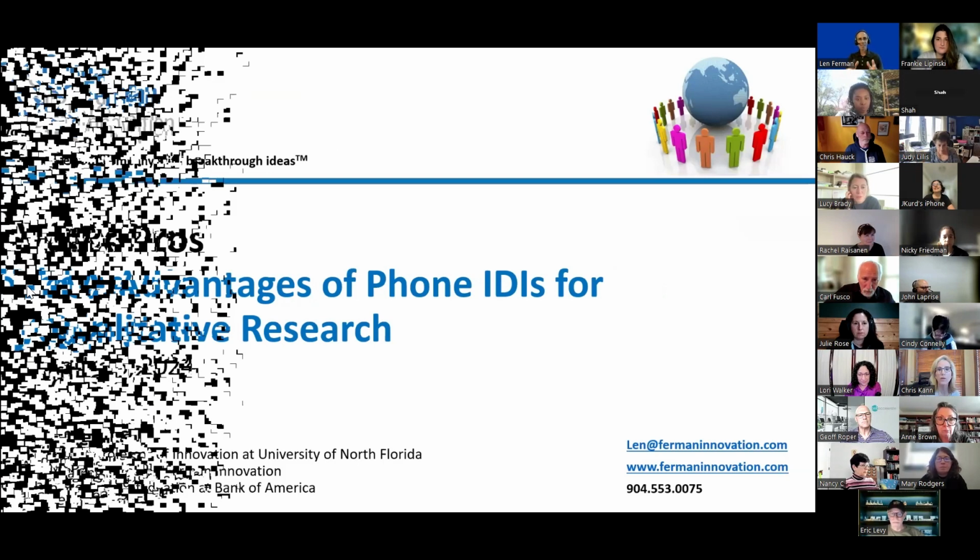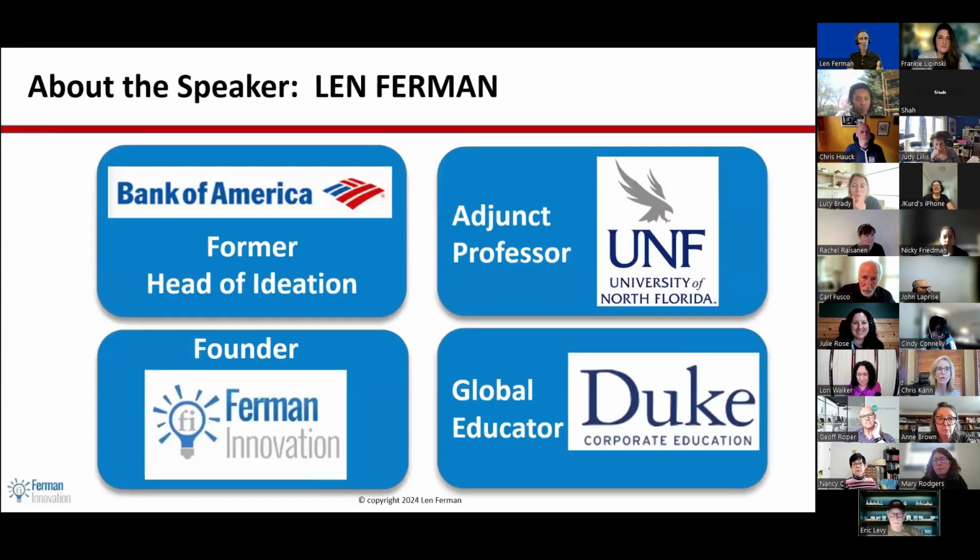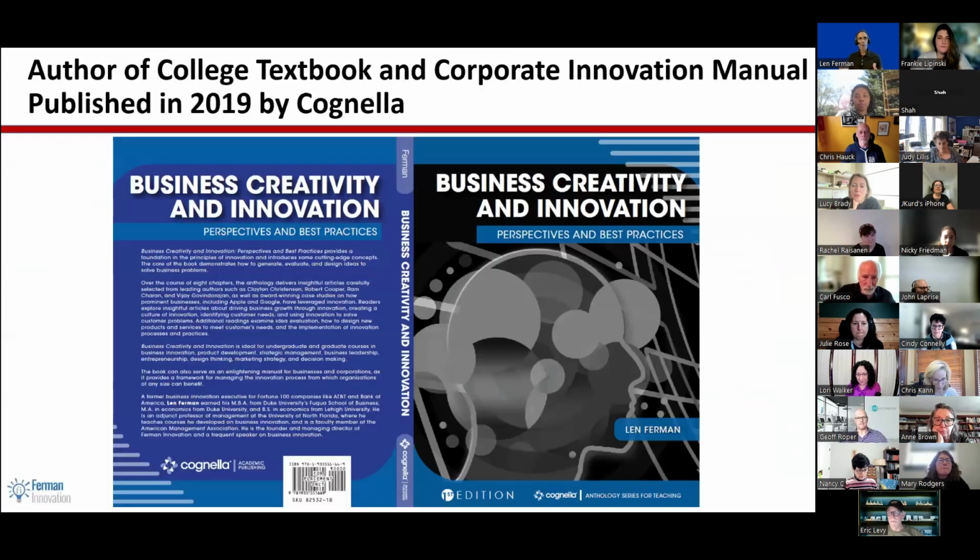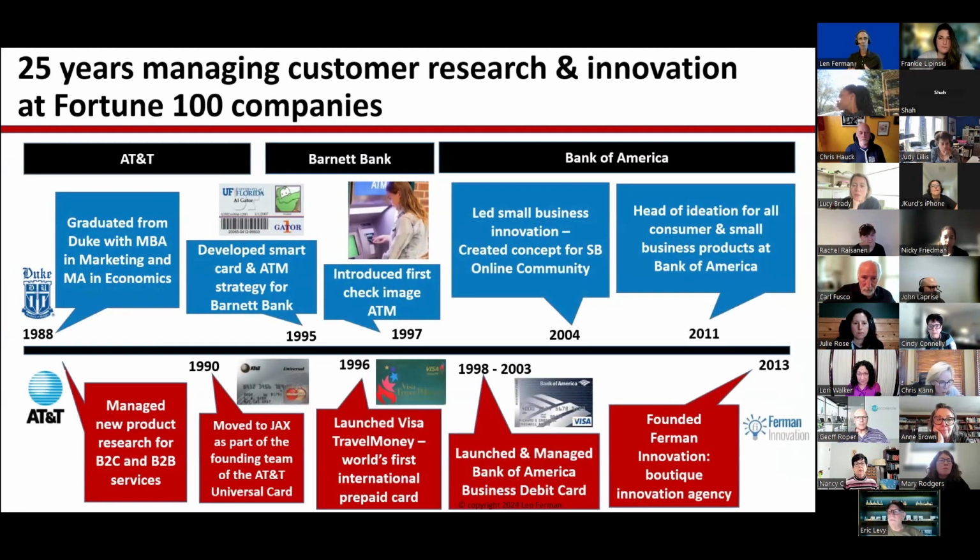I'd like to start out by introducing myself briefly. I'm the former head of ideation at Bank of America. For the past 10 years, I've had my own consulting firm, Ferman Innovation. I'm also an adjunct professor at the University of North Florida, where I teach a course I developed on business creativity and innovation. And I'm a global educator with Duke Corporate Education, where I develop customized training programs. I've also published a college textbook, Business Creativity and Innovation. And I spent 25 years managing research at Fortune 100 companies.